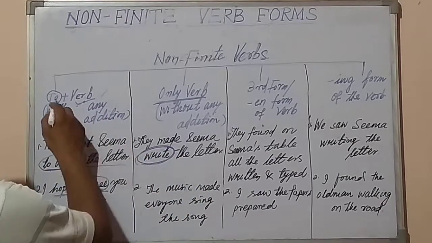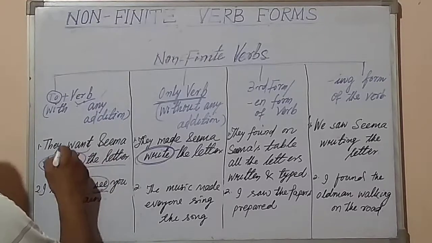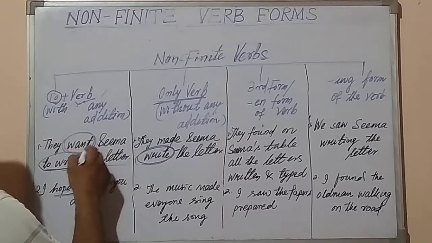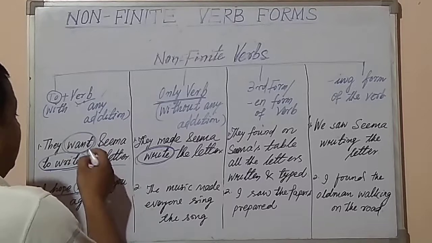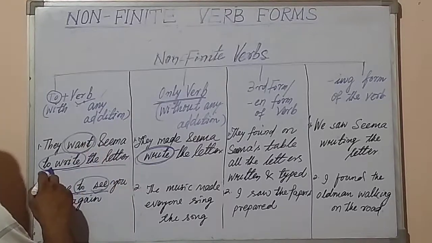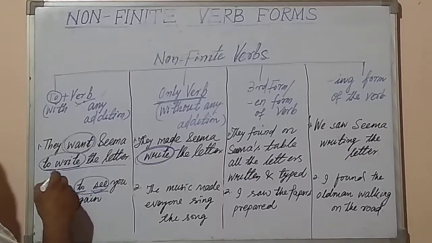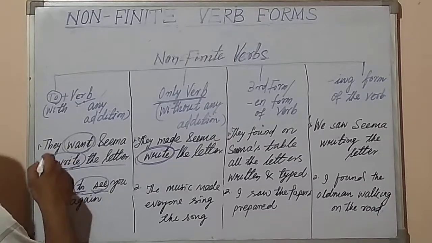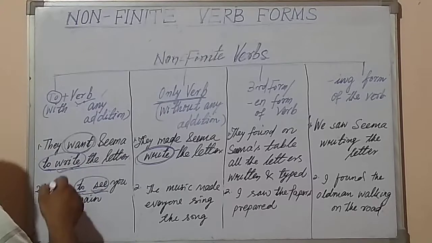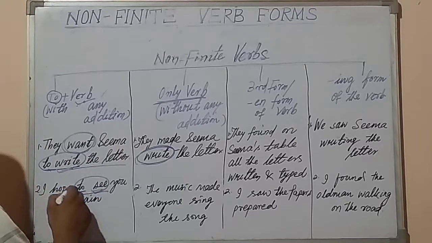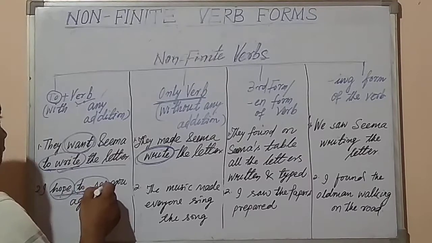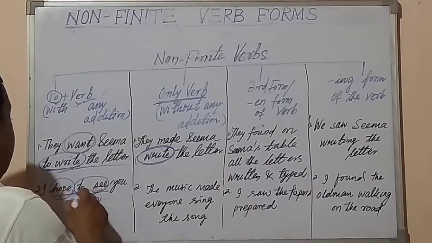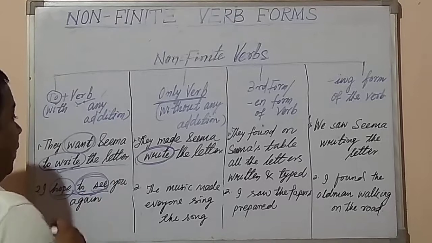In the first one, to plus verb, you see here, this is the main verb or finite verb, and besides the finite verb there is also another verb, that is the non-finite verb. It is to plus write. That means to plus verb. And in the next, it is hope. Hope is the finite verb, and to plus verb is the non-finite verb.